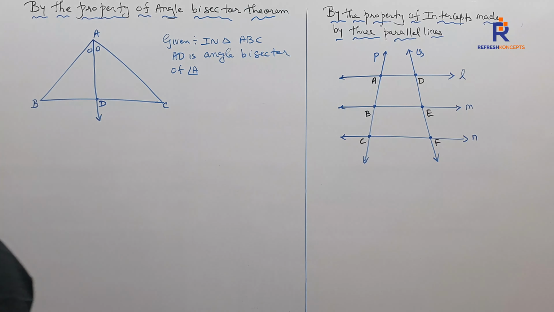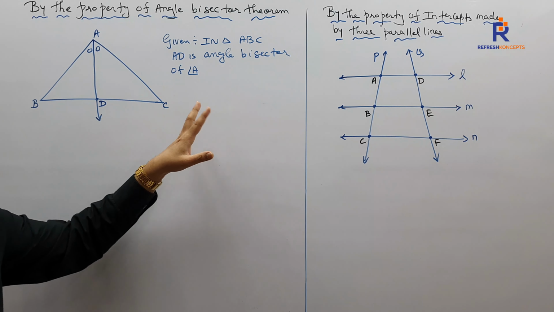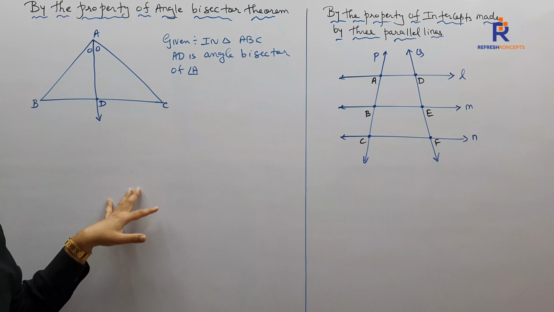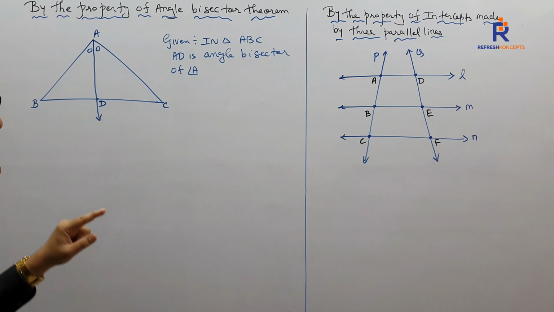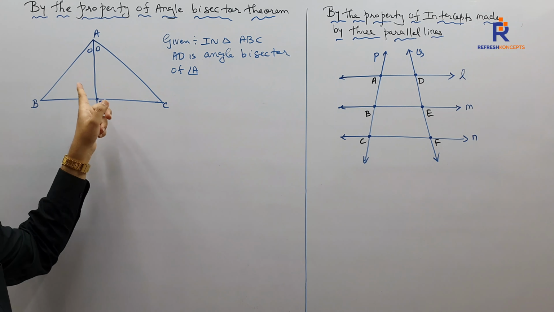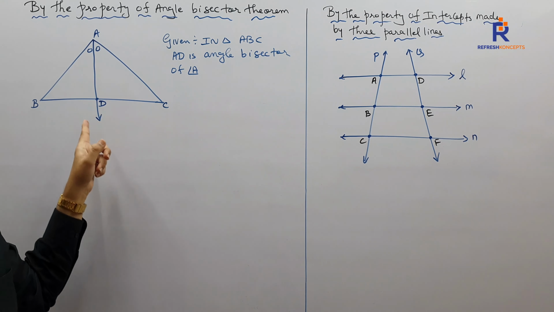So what is given to me over here? I have just written down given. As I stated, I'm not going to prove it. You can find proofs in your textbooks. Main thing is what is application. You need to go for an application first. So what is given to us? In triangle ABC, AD is an angle bisector.